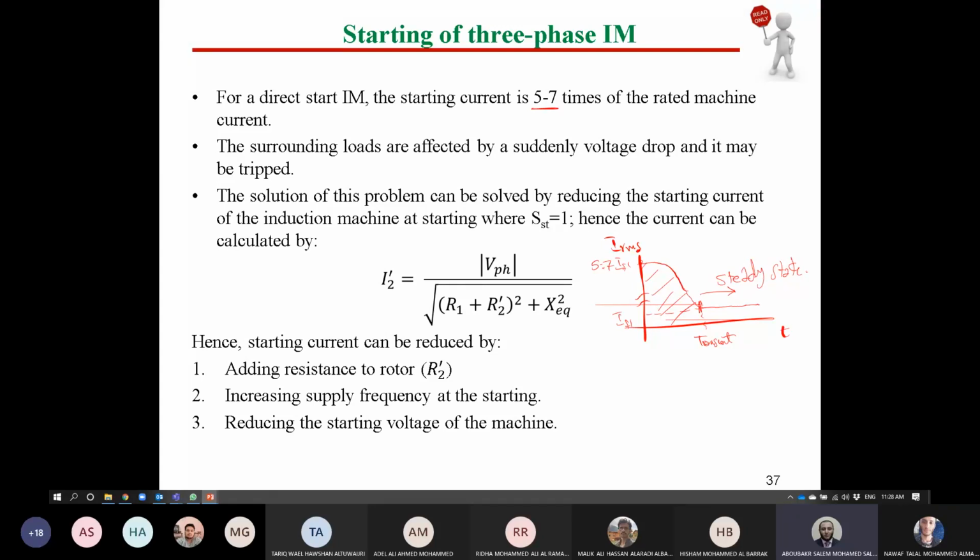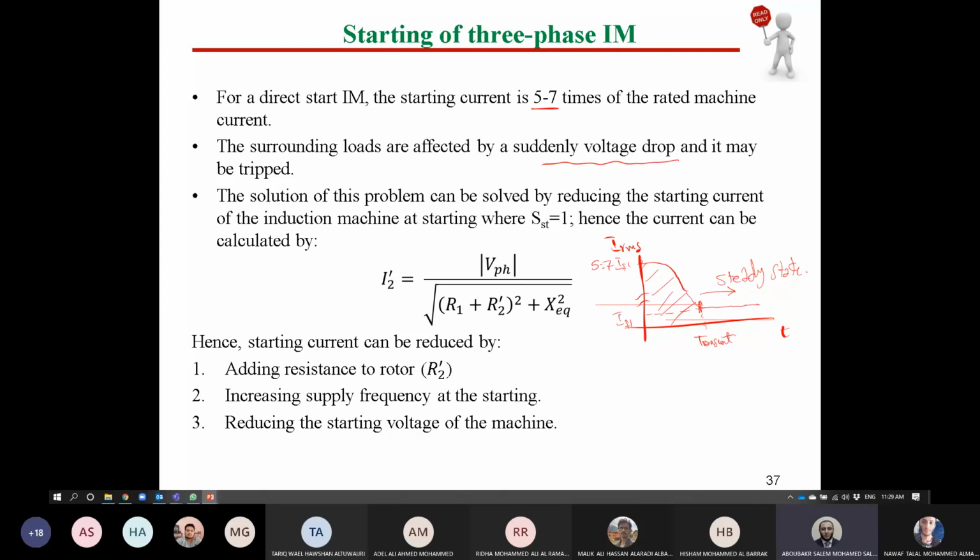The problem is the surrounding loads, because 5 to 7 times the current at starting will cause a sudden voltage drop to the supply. And if you have any critical load with undervoltage protection, this device may be disconnected because of the voltage drop. You can recognize that at home. If you turn on the vacuum cleaner, you will see the lights dropping for a very few seconds, or maybe less than a second, and then return back again.